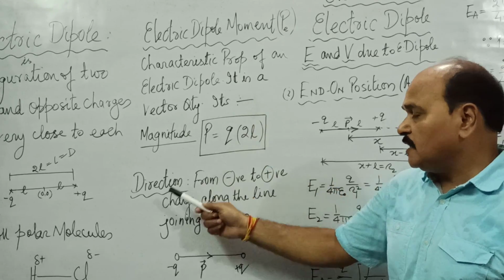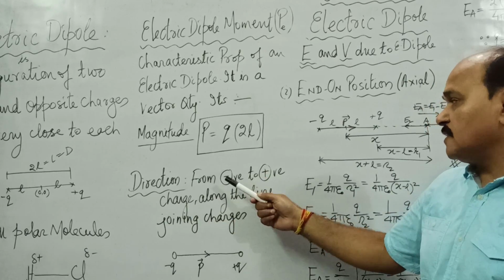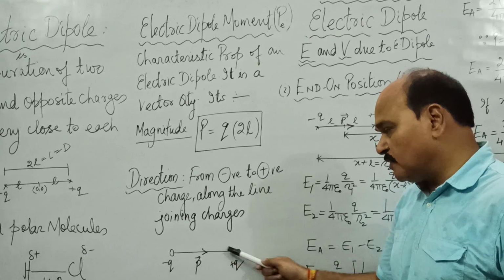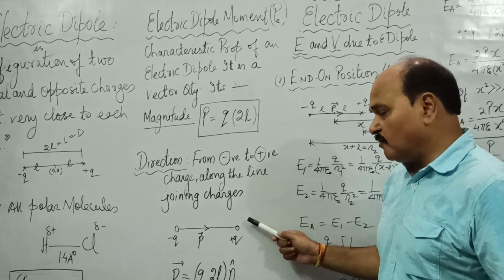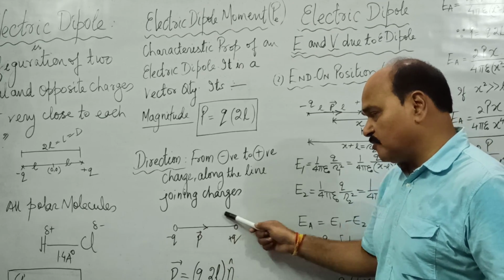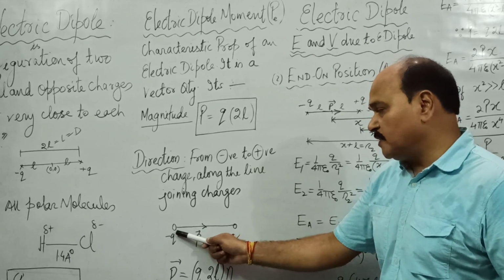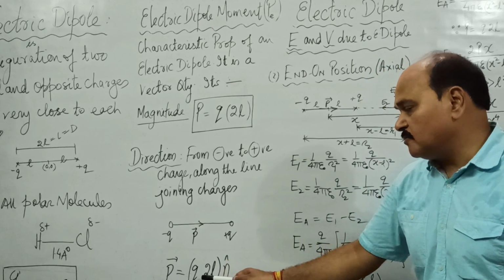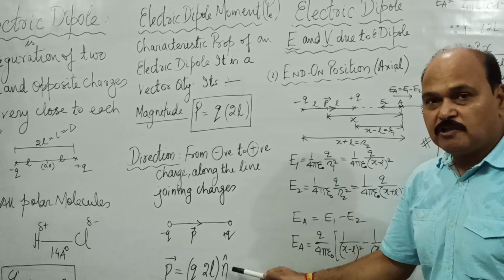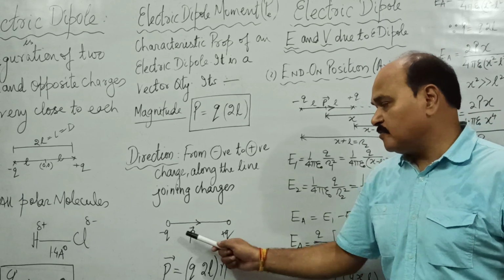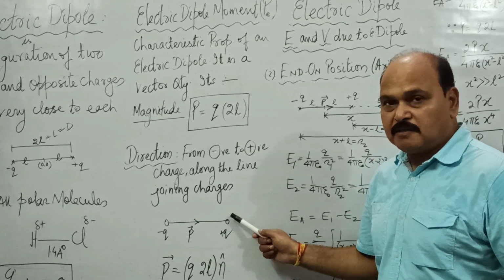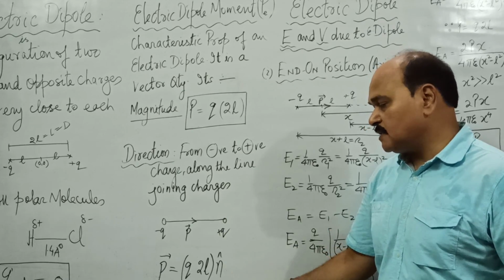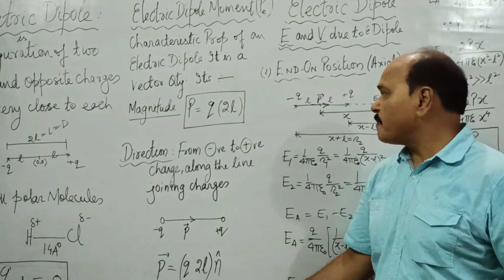Since it is a vector quantity, its direction is always from negative to positive charge along the line joining the charges. So the value of p is q into the separation between the charges 2l, and direction is from negative to positive charge. In vector form, we can write it as q 2l into n cap. This is the unit vector which represents the direction from left to right in this diagram. Its unit of course is coulomb meter: coulomb for charge and meter for distance.